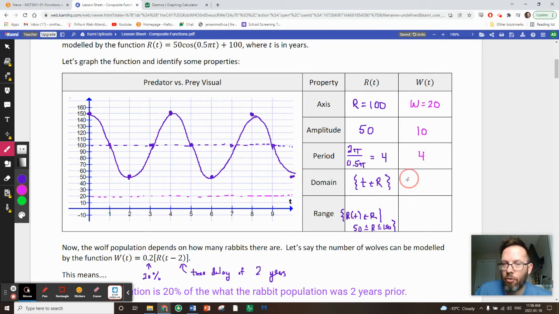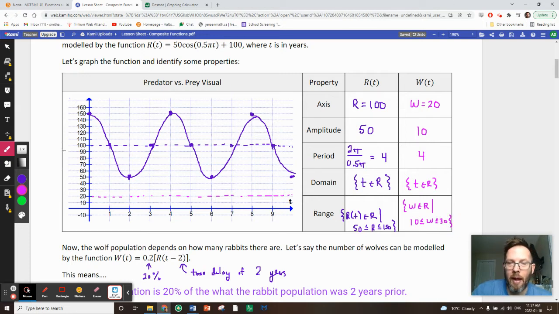And our domain and range: the domain, t can still be any real number, but our range is different in this case. We're going 10 above the axis and 10 below. So the wolf population range, the wolves are an element of the real numbers, such that the wolf population fluctuates between 10 and 30. Squeeze that in there.